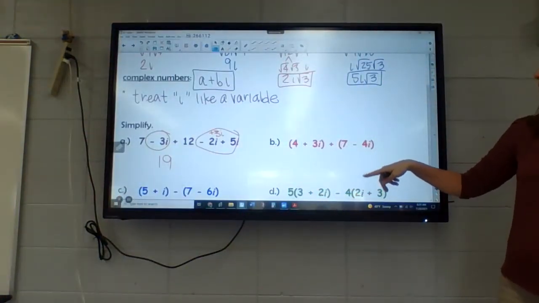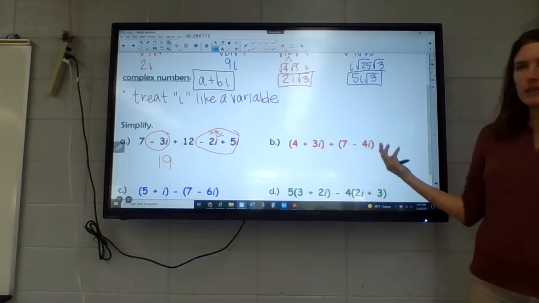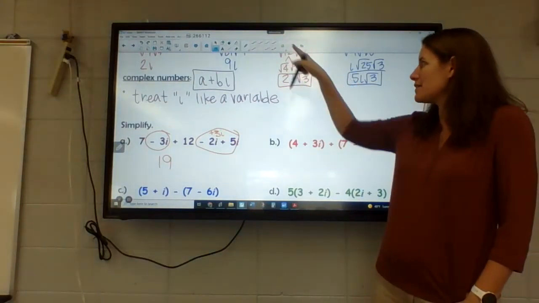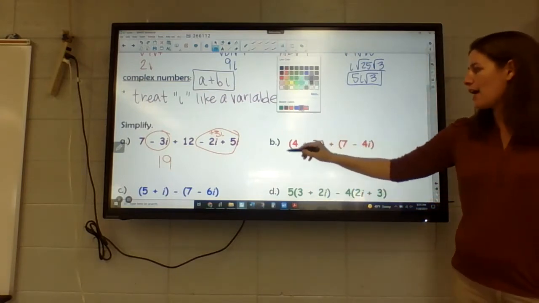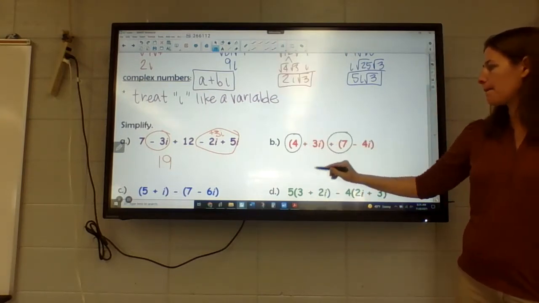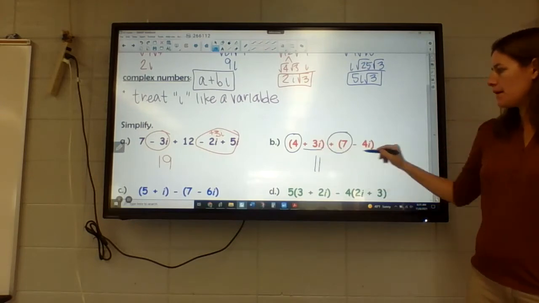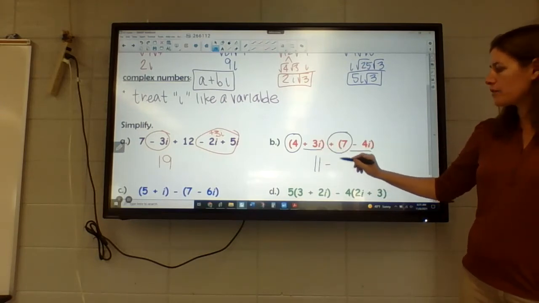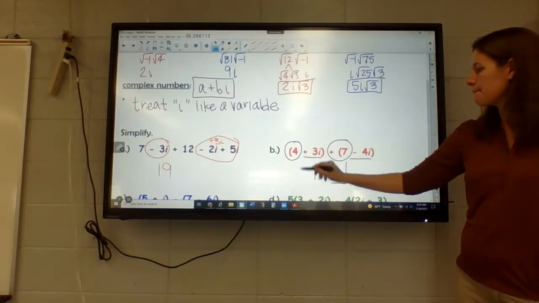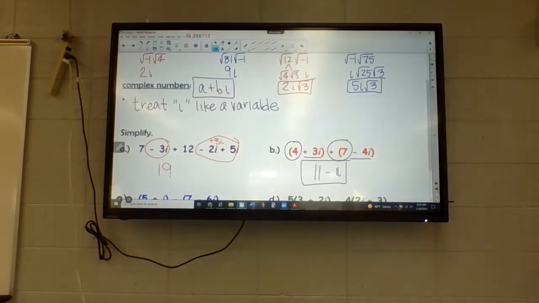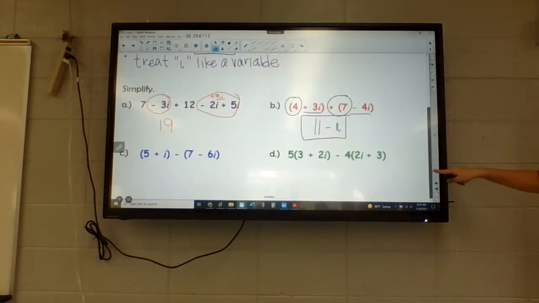Whereas in letter B here, the parentheses aren't really necessary. They're just extra. So we're just adding like terms. And then minus 1i, or just minus i. And again, we write the i second with imaginary or complex numbers, for whatever reason.